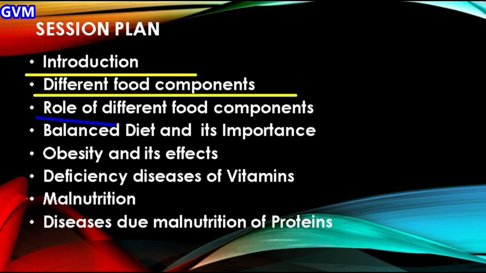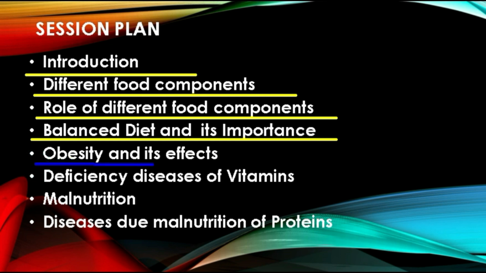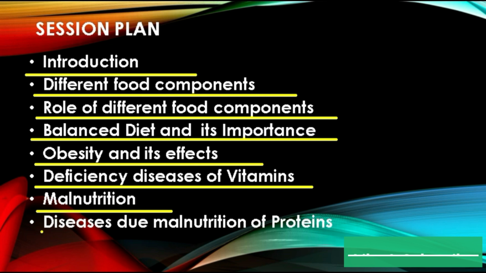Then we will learn and discuss the role of different food components in our diet. Then we will learn what is a balanced diet and its importance. Then we will learn what is obesity and what are its effects. Then we will learn about the deficiency diseases of vitamins. Then we will discuss malnutrition, and lastly we will discuss the disease due to malnutrition of protein.